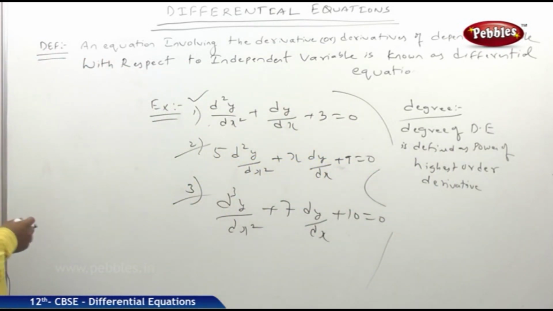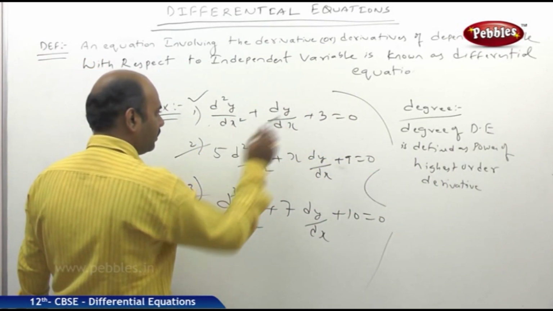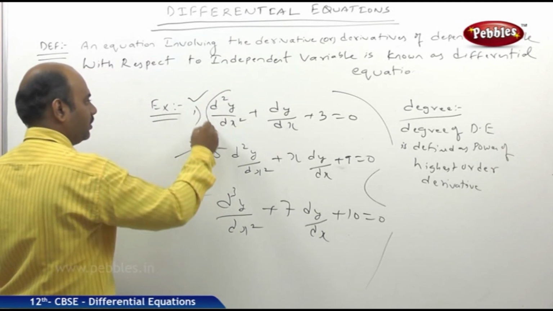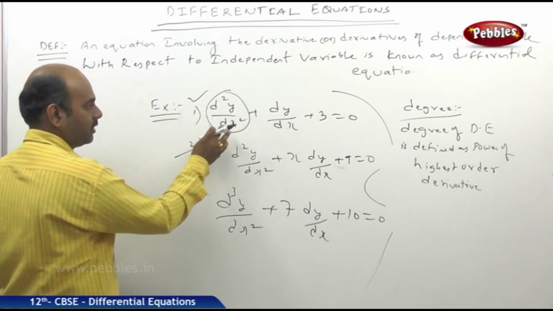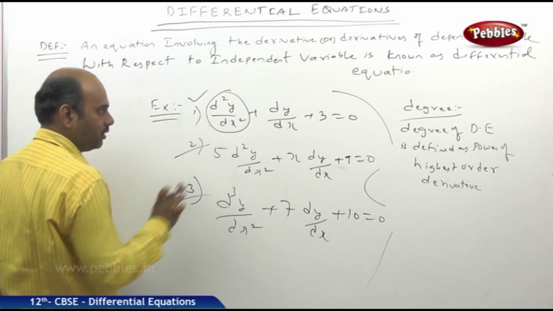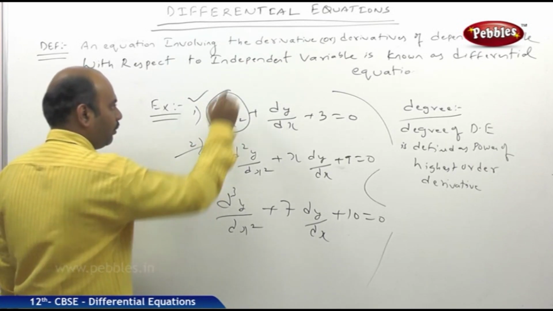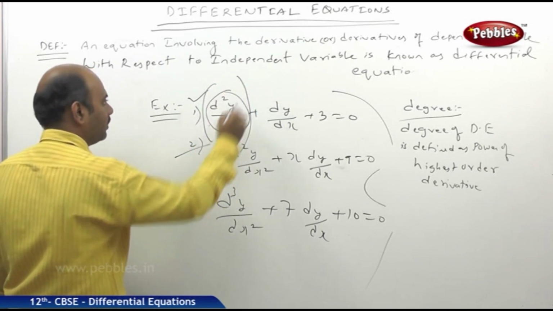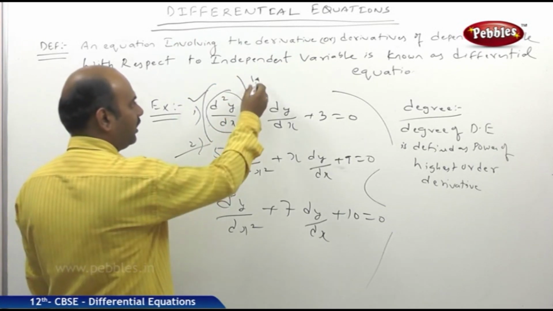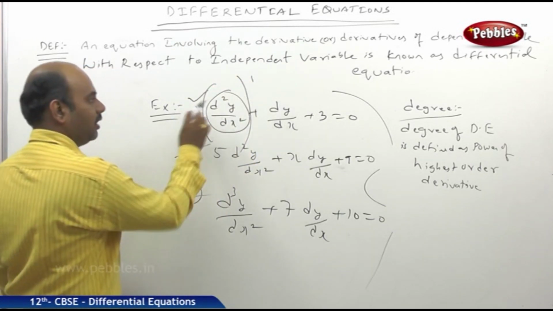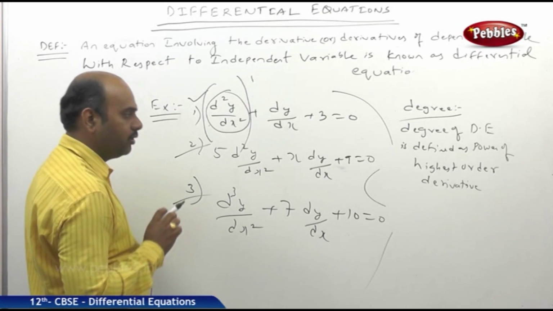If you observe carefully, d square y by dx square plus dy by dx plus 3. Here, what is the order of the differential equation? 2. What is the power involved here? 1. So the degree of the differential equation will be 1 and the order of the differential equation will be 2.